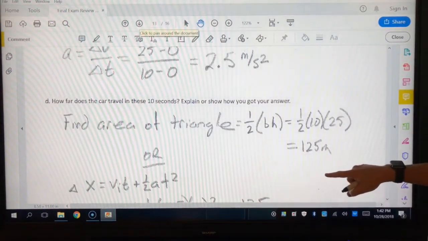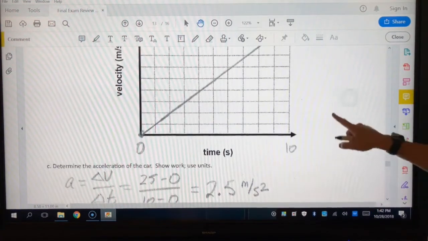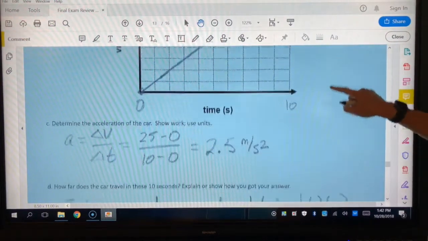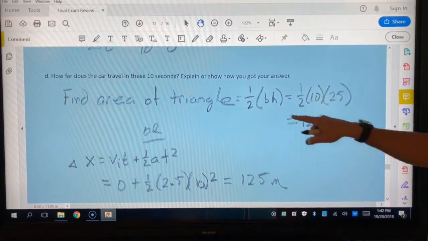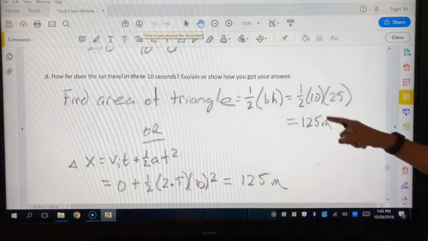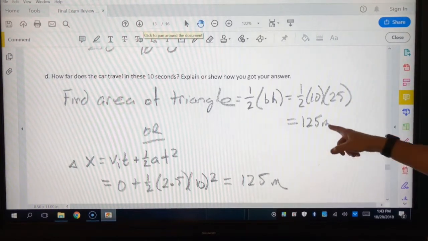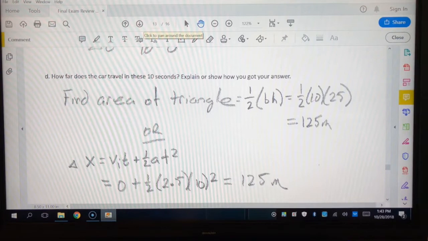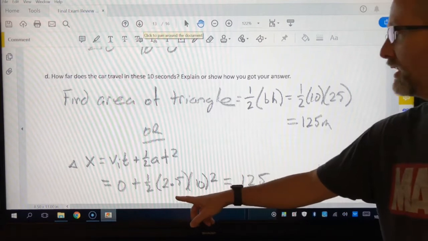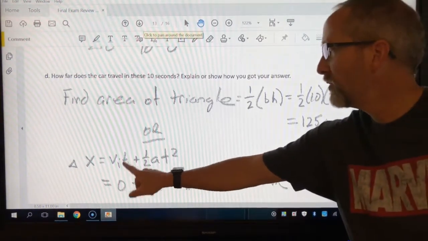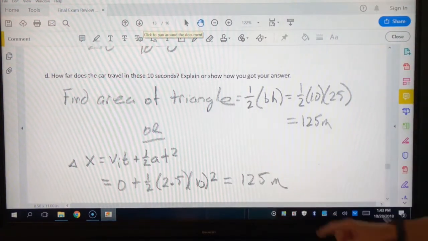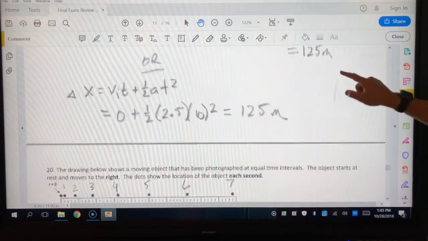How far does the car travel in the 10 seconds? So the best thing to do here probably is to find the area of this triangle right here. And so we found the area of the triangle, 1/2 base times height. Our base is 10 and our height is 25, so that's 125 meters. The other way you could do it is use the equation change in position is equal to the original velocity, which is 0, times time, plus 1/2 of the acceleration, which we know is 2.5, times 10 squared, and you get the same answer. So you could do it either way.